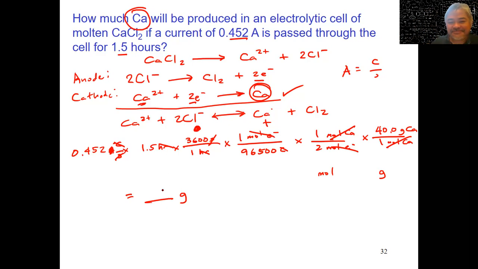Pag ginawa nyo yung operation dito, 0.452 times 1.5 times 3600 divided by 96,500, divided by 2, that's 0.51, times 40. I have 0.51... 51 grams.